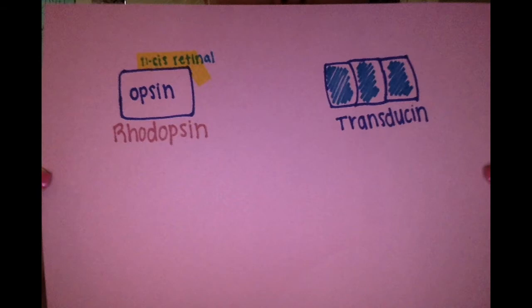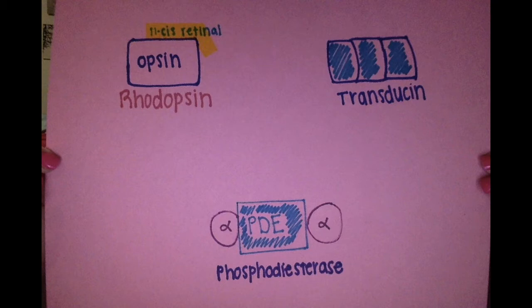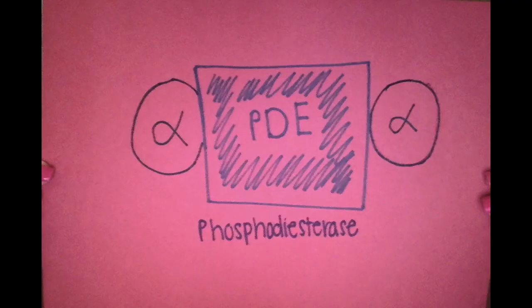Rod cells consist of three important parts. There's the rhodopsin, which consists of the opsin and the 11-cis retinal. So the opsin and 11-cis retinal together create rhodopsin. Then we have the transducin, and this contains three parts, the alpha, beta, and gamma. And then we have the PDE, also known as the phosphodiesterase. Basically the goal is to get the phosphodiesterase by itself. As you can see, there's two particles on it.